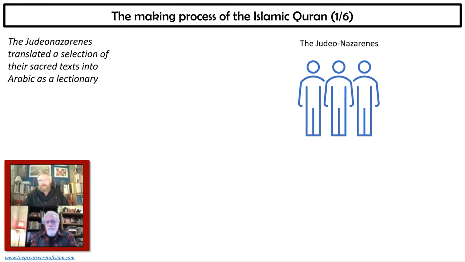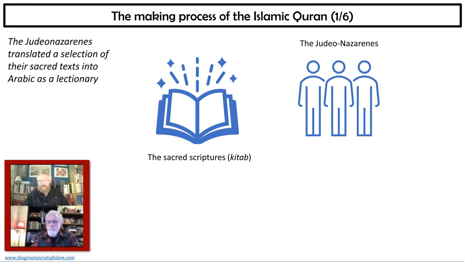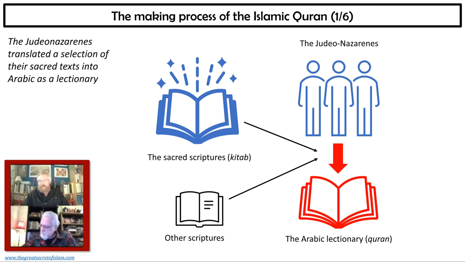And in order to get them into their project, they took their sacred scriptures, their kitab in Arabic. Their sacred scriptures, I think it was the Torah, maybe a bit of the Gospels, but it might have evolved in the Judeo-Nazarene context into a Judeo-Nazarene sacred scripture. They also had other scriptures, and they made an Arabic lectionary, a Quran, in Arabic, out of those scriptures. And they wanted to present this Arabic lectionary to their Arab neighbors in order for them to join their project of conquering Jerusalem and so on.